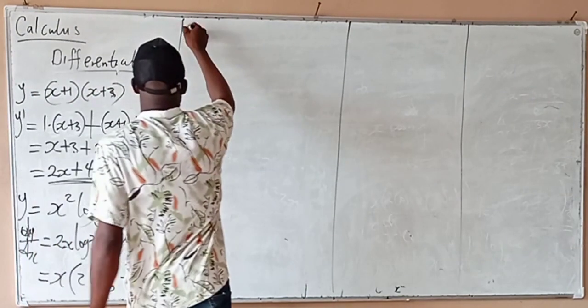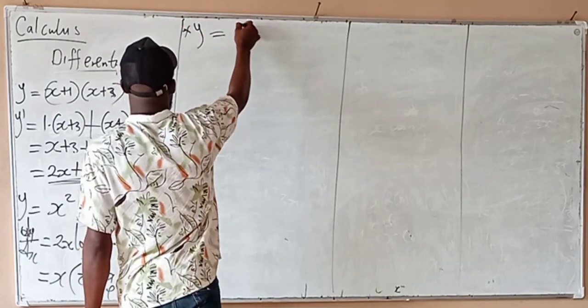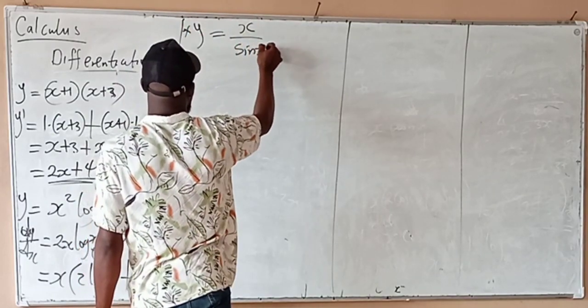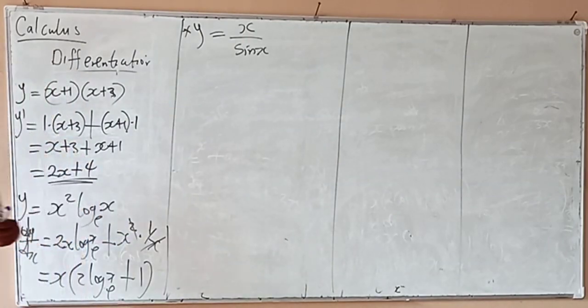So what about, we now have something like this. Y is equal to x over sin x. Not x times sin x now. It is x over sin x, something like this over this. What are you going to have?